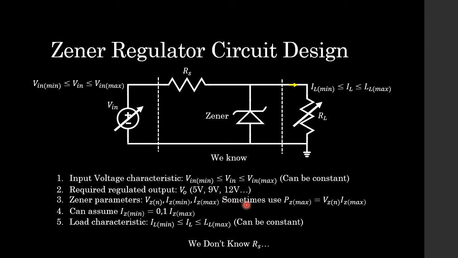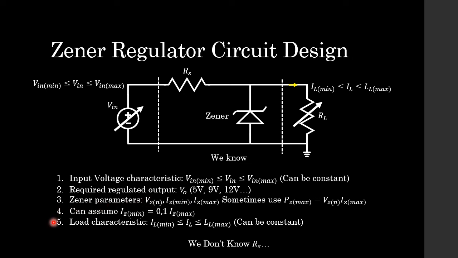But sometimes on these Chinese data sheets, we find that they don't give you Iz min and Iz max, they give you power max of your diode. But we can take our power max and simply divide it by our VZN to calculate what is our Iz max. And then for our Iz min, which is step 4, we can simply assume what that is by taking 10% of Iz max. So that's how we specify all our Zener parameters.